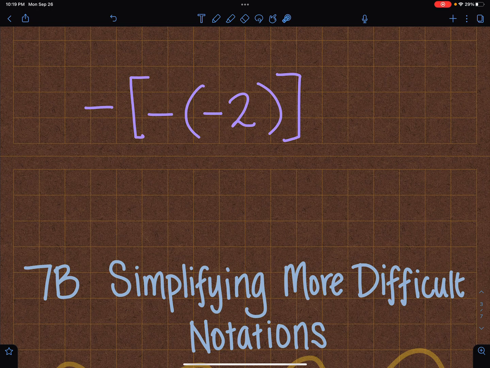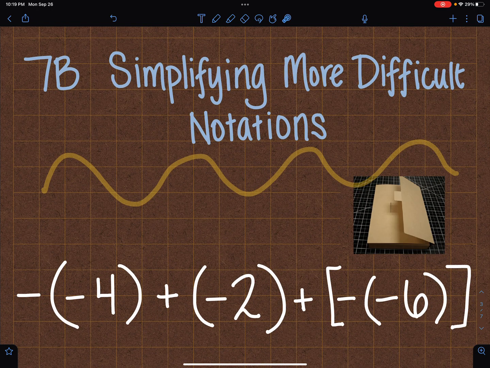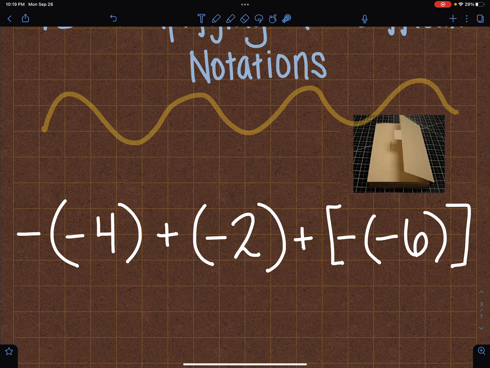All right, so now when we have complicated expressions, we can simplify them to make them less complicated so we can do the problems. For example, we are going to take a look at this problem.